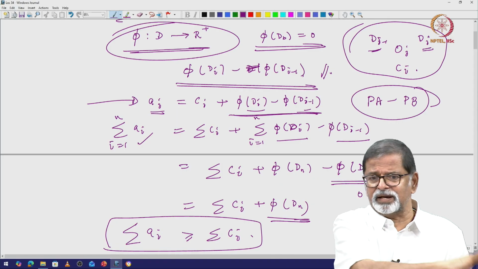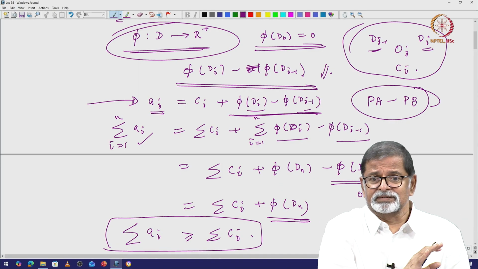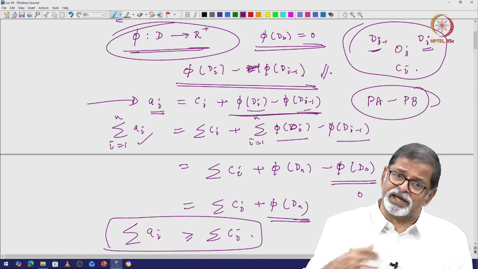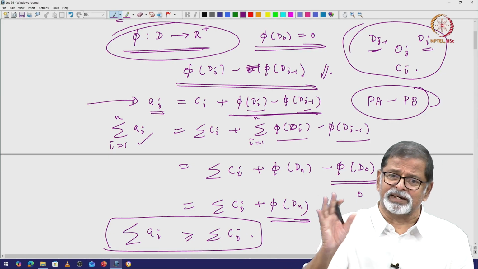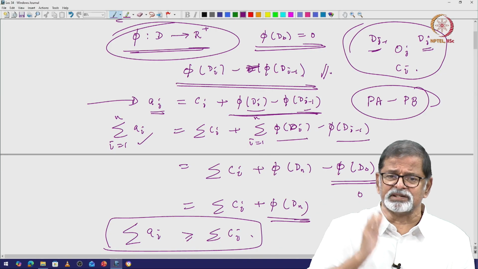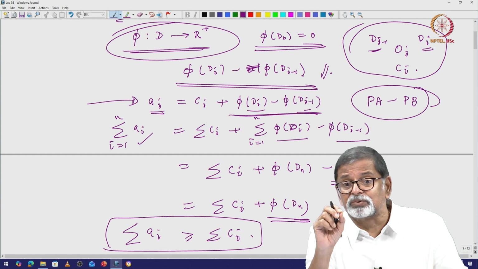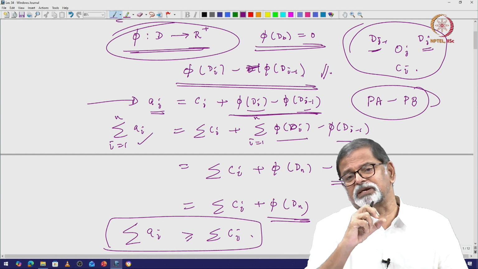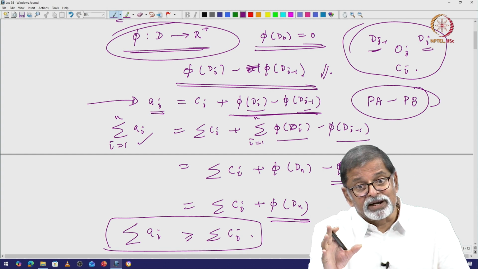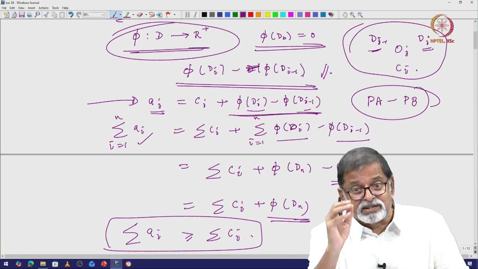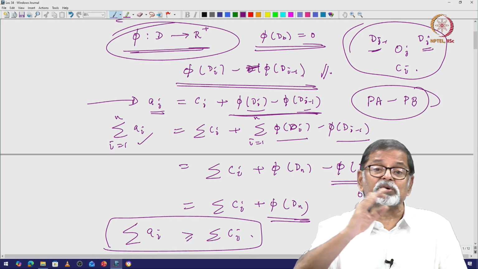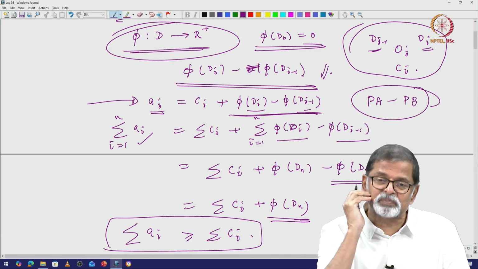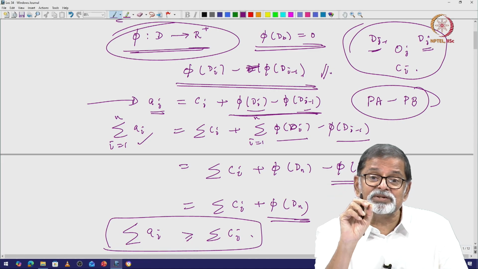Notice that any potential function will define an Ai, and that sigma Ai will be greater than or equal to sigma Ci. For any potential function this is true. So you have to very cleverly choose the potential function so that the sigma Ai is easy to compute and it is as close to sigma Ci as possible. That is where the ingenuity lies.